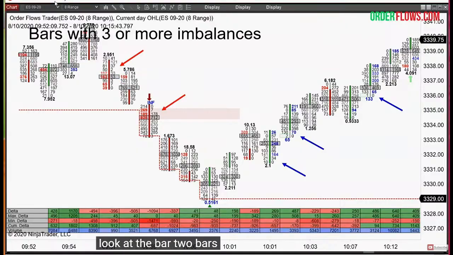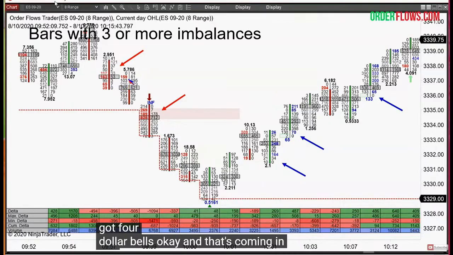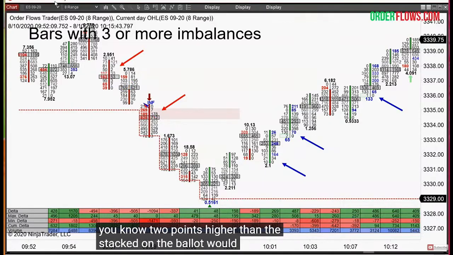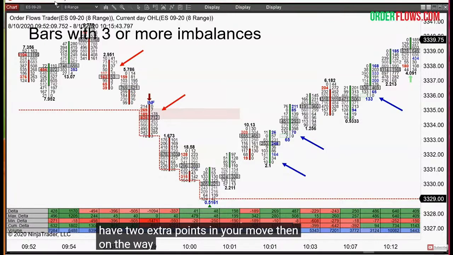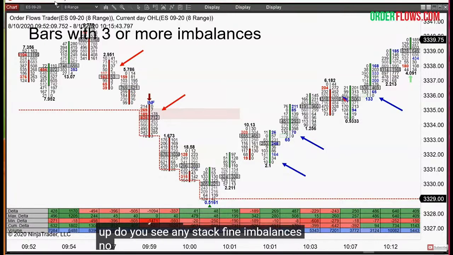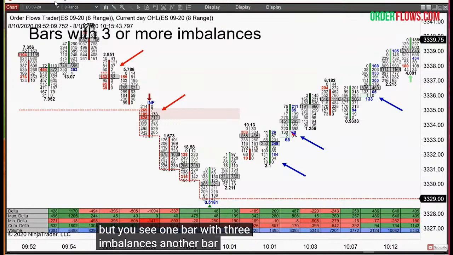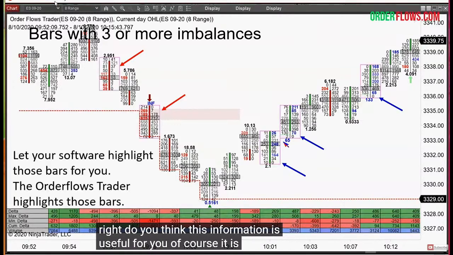look at the bar 2 bars earlier. It's got 4 selling imbalances. Okay, and that's coming in 2 points higher than the stacked selling imbalance. Would you rather have 2 extra points in your move? Then on the way back up, do you see any stacked buying imbalances? No, there is none. But you see 1 bar with 3 imbalances, another bar with 3 imbalances, another bar with 4 imbalances. Right? Do you think this information is useful to you?